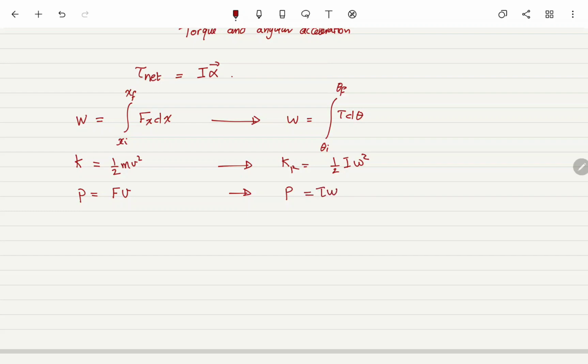The power in rotational motion is defined as tau omega. The linear momentum P is defined as mv, and the angular momentum in rotational motion, L, is equal to I omega. The last one here is the net force equal to dp by dt, Newton's second law, and in rotational motion the net torque is defined as the sum of taus equal to dL by dt.